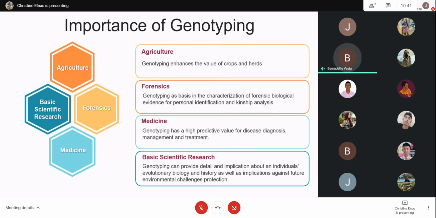Now, how about systematics? I know you have tried using molecular markers from NCBI to construct a cladogram. So, can you discuss how genotyping is used in the construction of cladograms for systematics? Ms. Elnas?